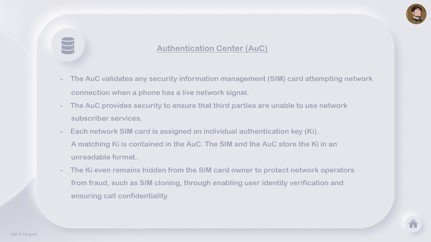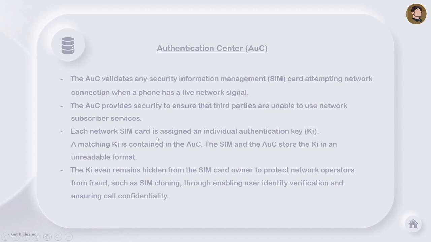Because see, in India there is Jio, then Airtel, then Idea, Vodafone. All these cellular providers will not want any user who is not validated to access their network, because they don't want any third party subscriber or third party hacker to come and access their network. They will not need that. So for that, there has to be some kind of validation mechanism, and this is what is done by the AUC. So the AUC provides security to ensure that third parties are unable to use the network subscriber services.